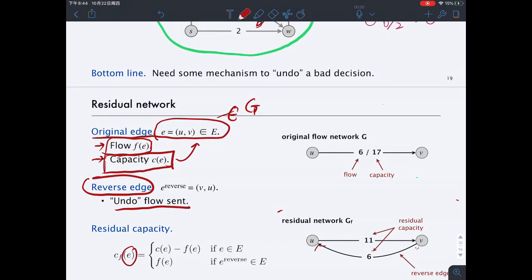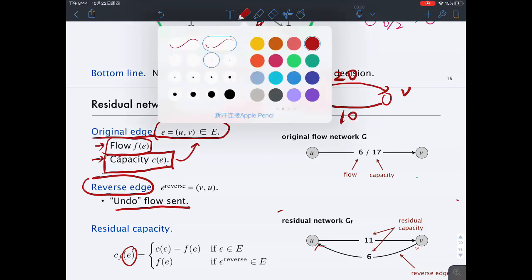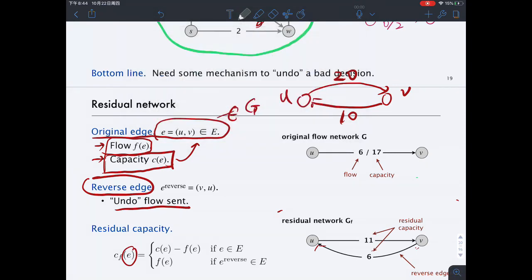Imagine that in our original graph, I'm able to send 20 units of flow from U to V, and I'm also able to send 10 units of flow from V to U. You can imagine there are two pipelines, one moving in one direction from U to V, and the other moving in the other direction. If you look at the water pipeline, physically it's two pipes; we cannot consolidate these two pieces of information.